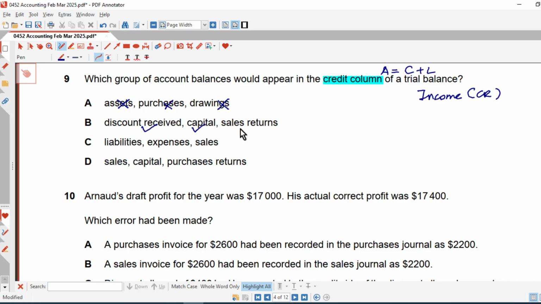Capital is correct. Sales return is a reduction to income, so that appears opposite, it's on the debit, no good. Liabilities good, no. Expense no good. Sales good. Right, sales good, capital good, purchase return is a reduction to our expenses. So that is on the credit side. That is good. So D is the correct answer.